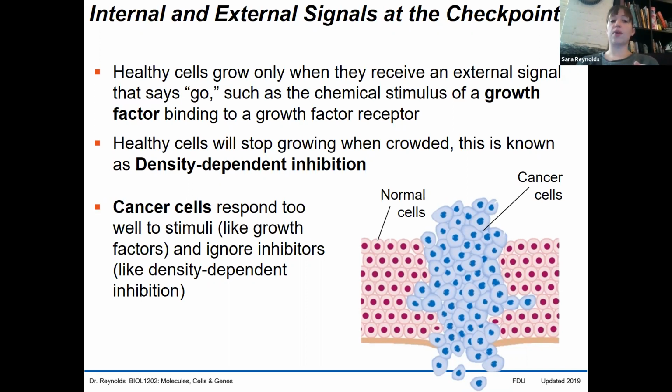Cancer cells respond too well to stimuli, like growth factors, and they ignore inhibitors, like density-dependent inhibition. Growth factors are examples of go signals, and cancer just says, all I want to hear is the go signal. And density-dependent inhibition is the stop signal. And cancer says, I can't hear you, I can't hear you, and it divides anyways.